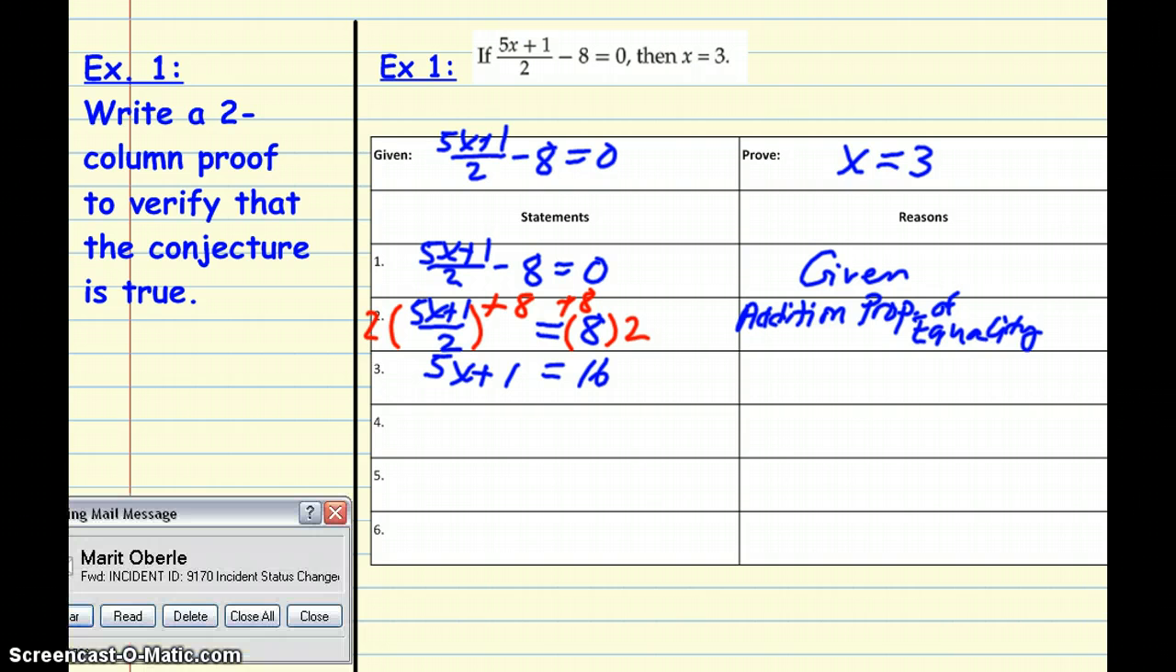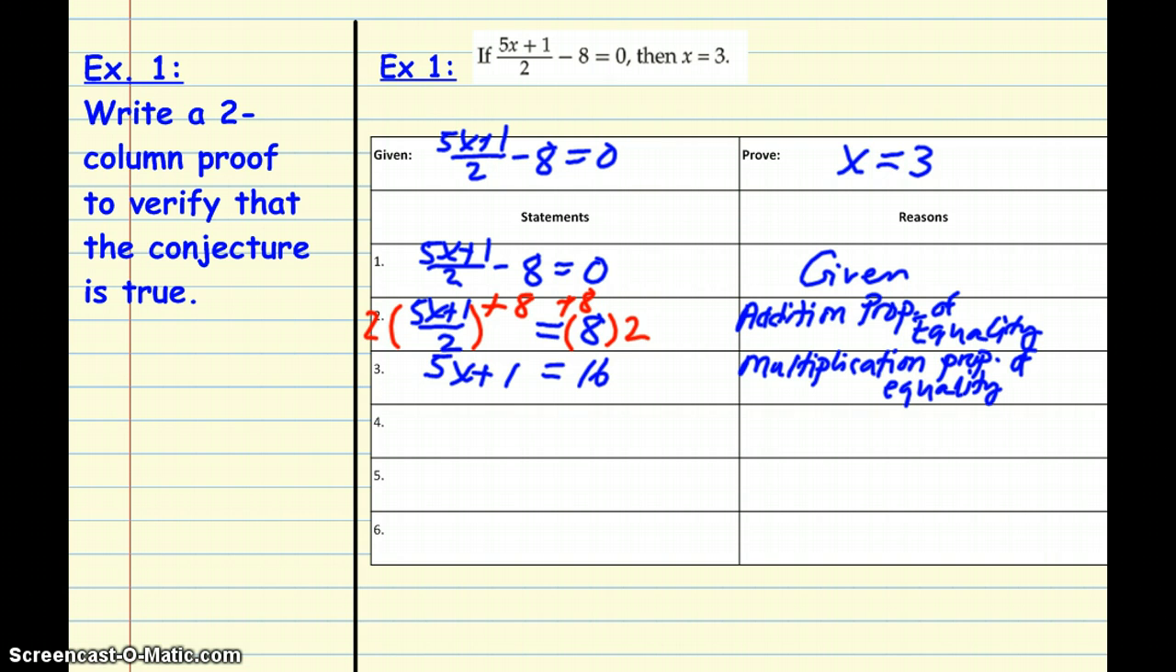If you look back at the table, we know that we can do this because of the multiplication property of equality. Okay, so now we have 5x + 1 is equal to 16. The next thing we need to do to work towards getting x alone is subtract 1 from both sides. So in this case, we have 5x is equal to 15.